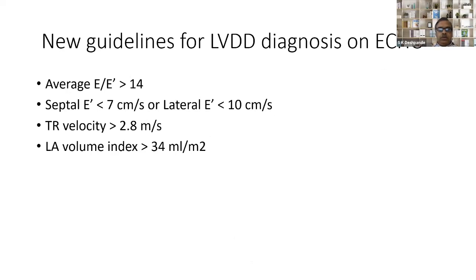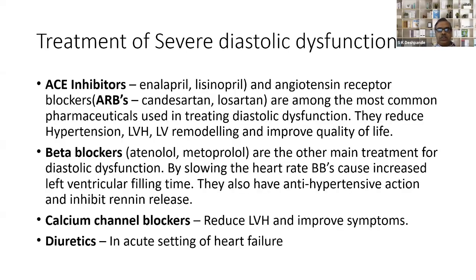So the same thing here. We have to look into the echo about whether the patient has pulmonary hypertension in the form of TR velocity more than 2.8, and whether the LA is enlarged, LA volume enlarged above 34 ml per square meter. If these two things are present, it's a red flag for you.